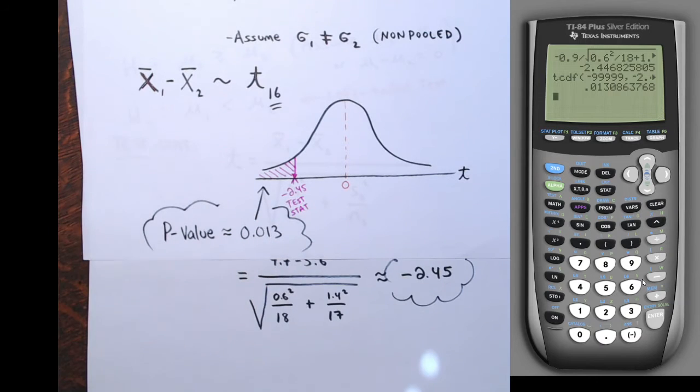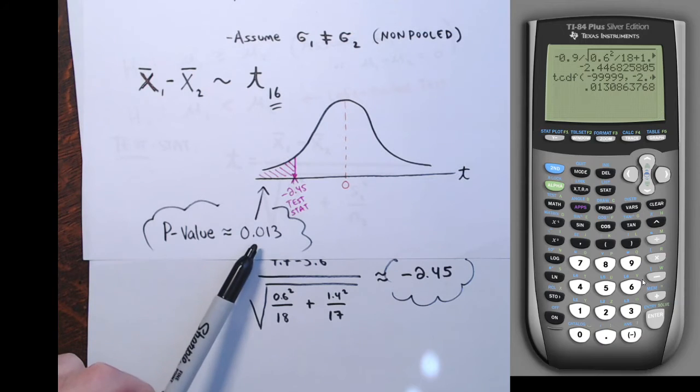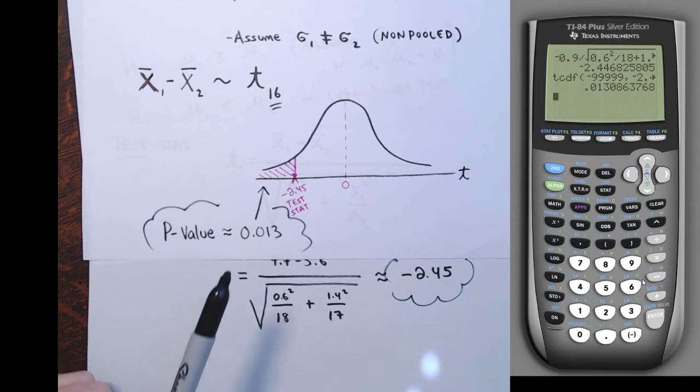And then we had to compare that to alpha. Now, alpha was 0.01. This is bigger than that. This is bigger than alpha. So I'm going to fail to reject the null, and we'll get to all that in a minute.